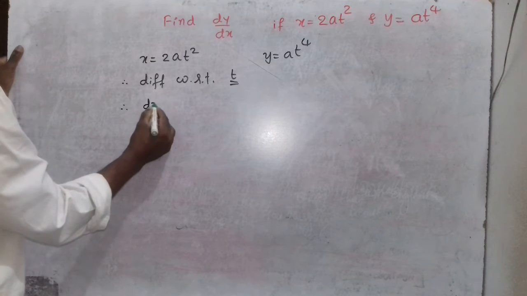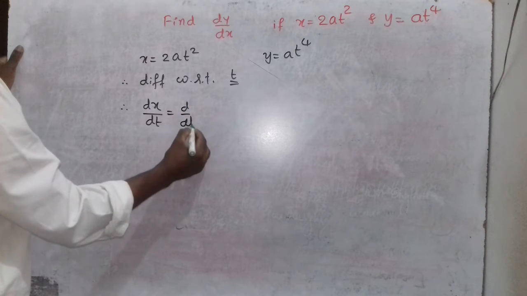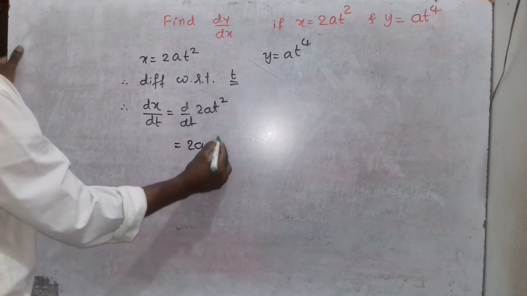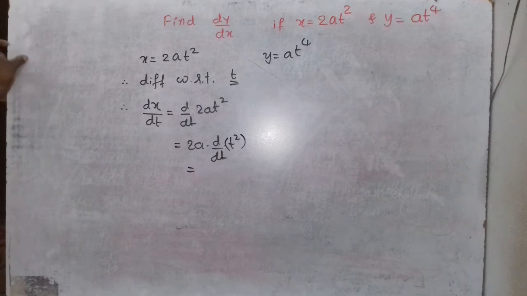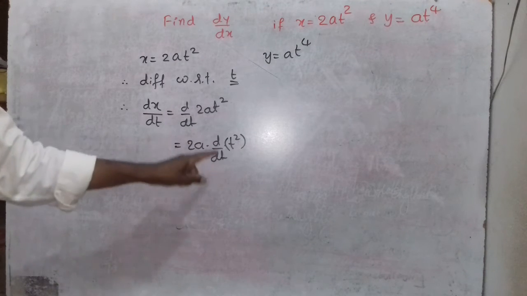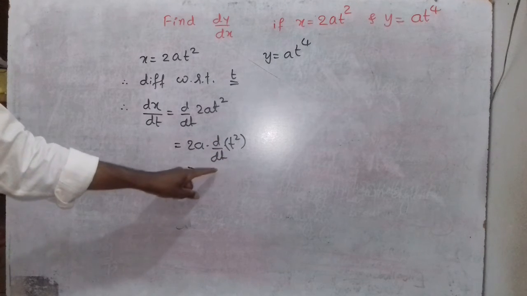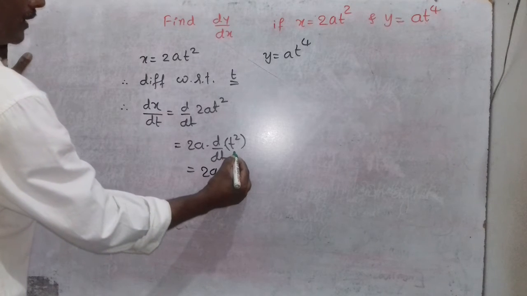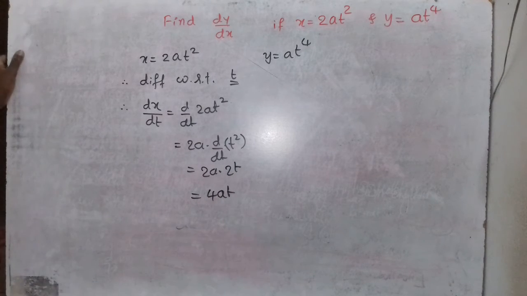Therefore dx upon dt equals d by dt of 2a t square. 2a is constant, so 2a d by dt of t square. This step is not strictly necessary; it is like d by dx of x square, d by dt of t square, d by d theta of theta square. So it equals 2a into the derivative of t square, which is 2t. This equals 4at.